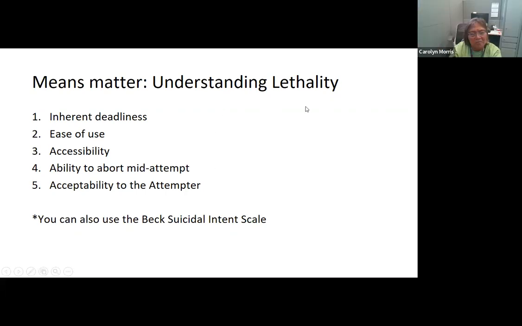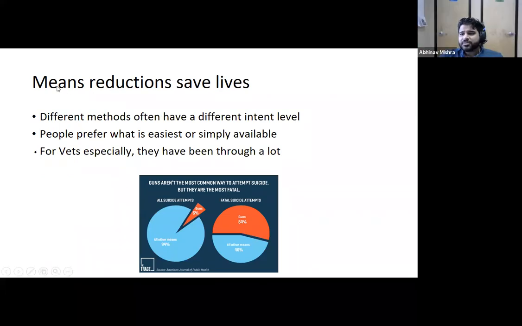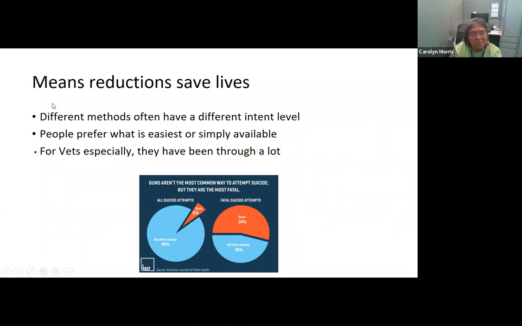And that's just something to keep in mind: the higher the means and the more lethal the means, the more concern we should have for our patient when we decide to admit them to the hospital. And we want to understand that part of risk stratification for us is means reduction. So different methods have a different intent level. If someone's impulsive and combines some Flexeril, a muscle relaxant, with alcohol, it's very different than our patient here who pointed a gun at his head and shot himself or attempted to shoot himself.